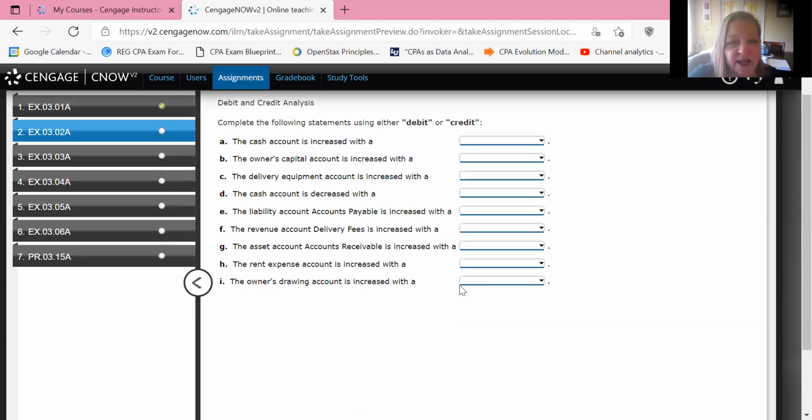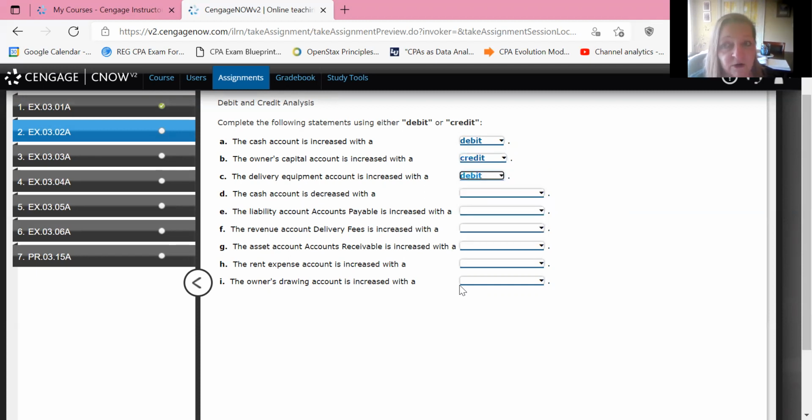All right, so the cash account is increased with a debit because all assets are, right? And the owner's capital account, which is an equity account, right, is increased with a credit. Then the delivery equipment account, an asset, is increased with a debit.